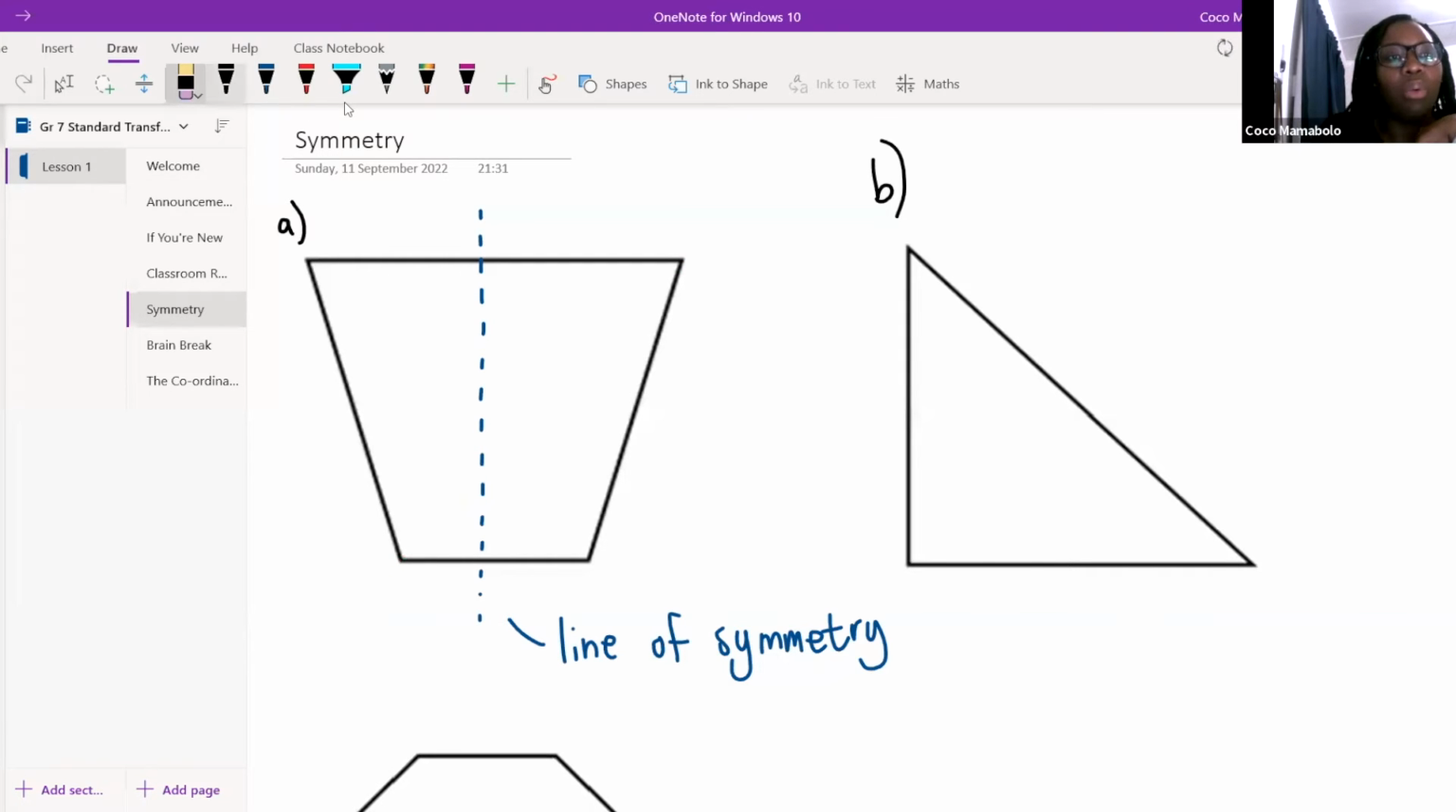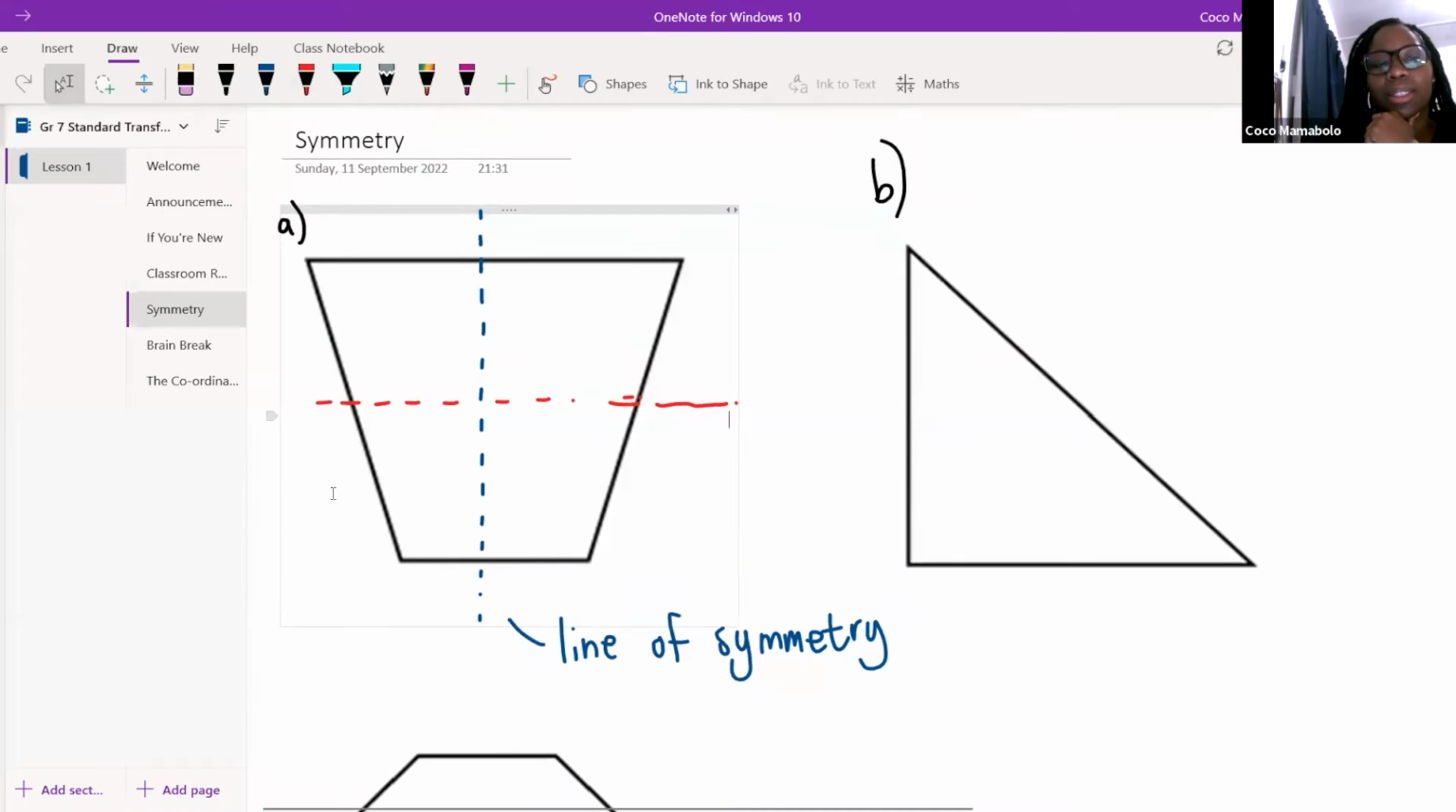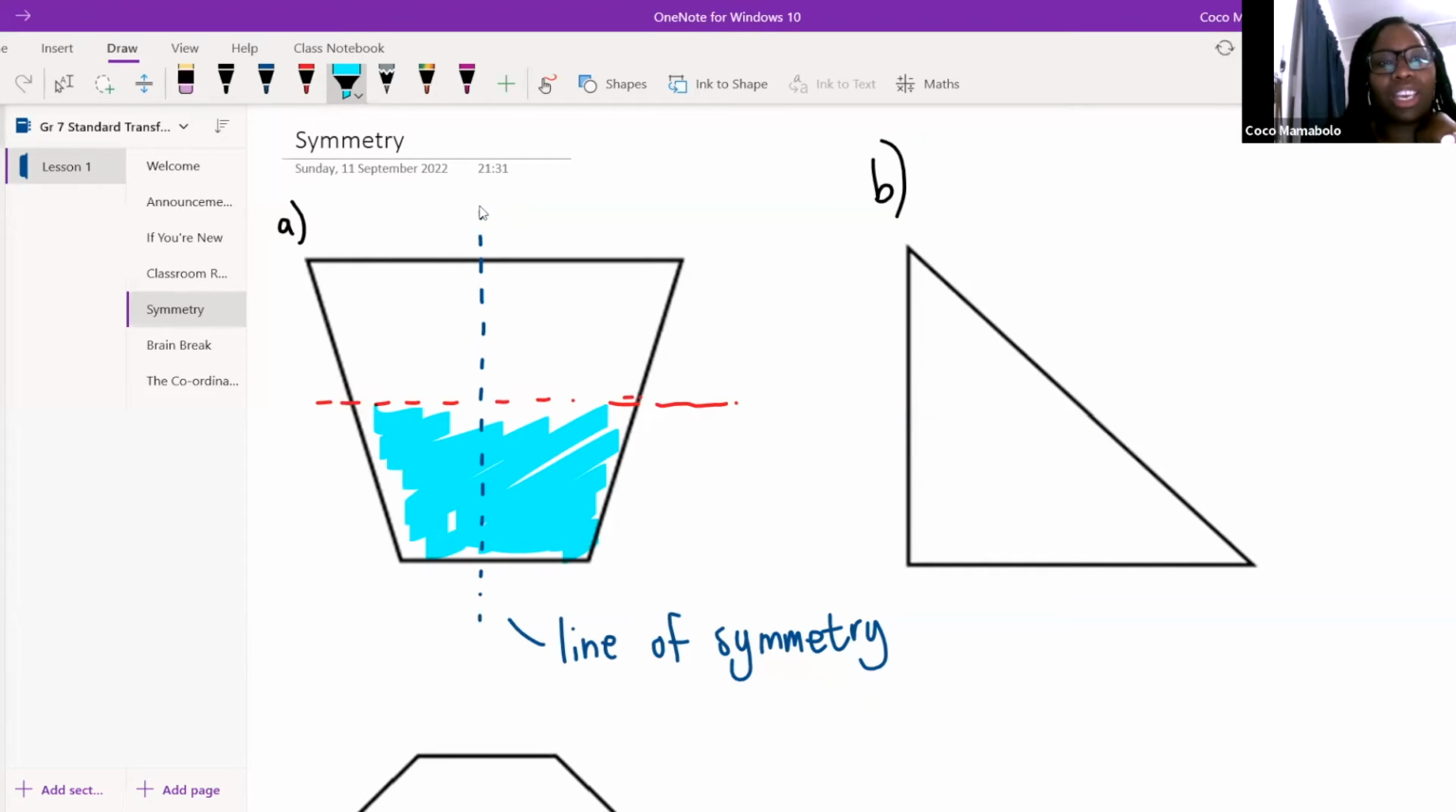What about if I drew it this way? Is that a line of symmetry? Yes or no? I'm still getting somebody saying yes. Karabo, be very careful. Still no. It's no, because if we look at it, this shape over here is not exactly the same as this shape. They are not the same. So the answer is no.